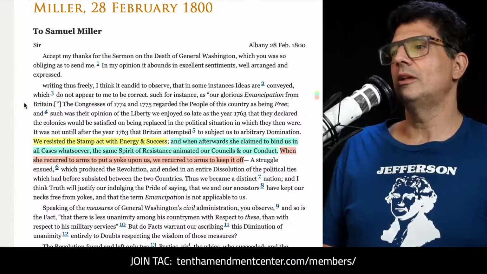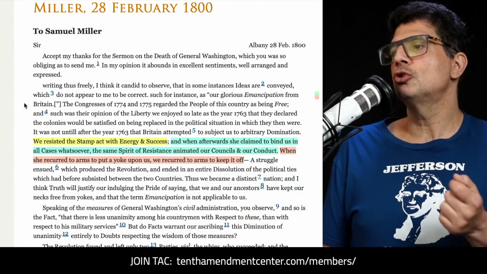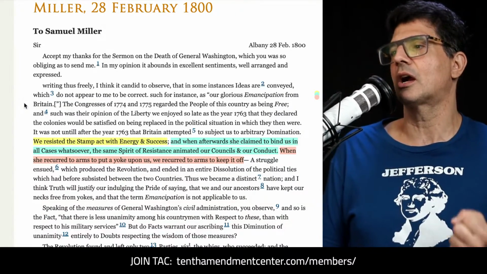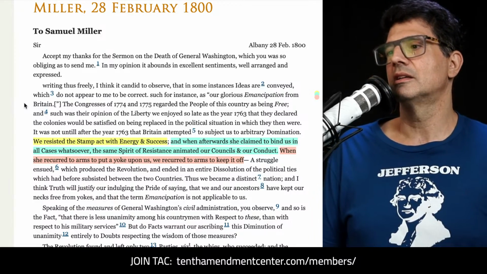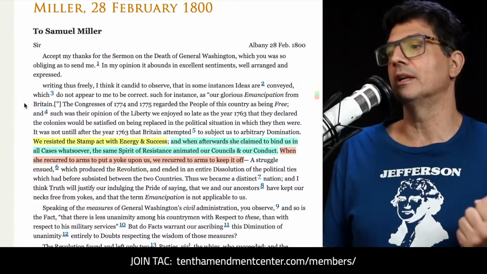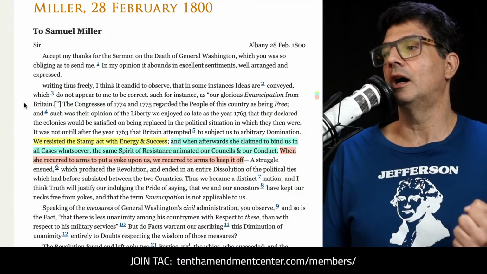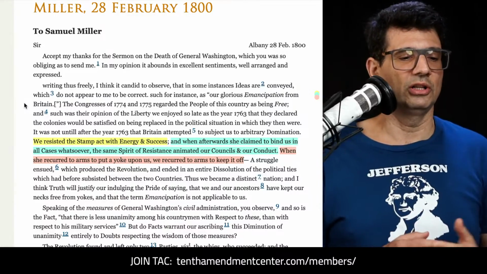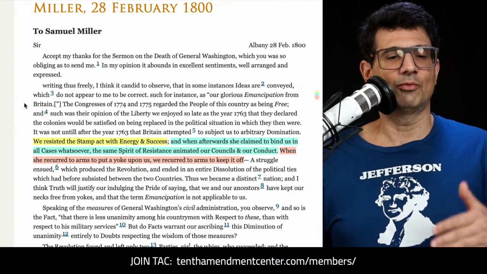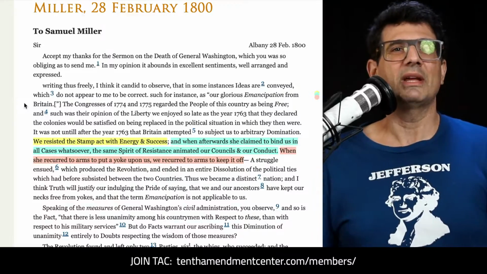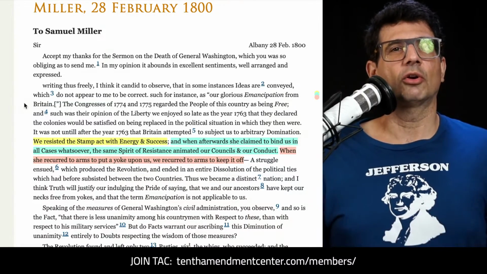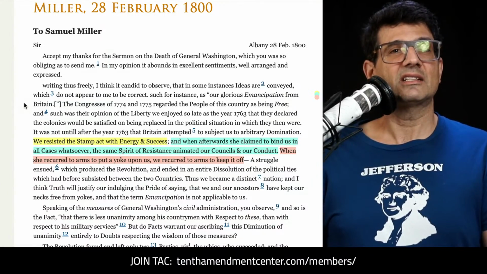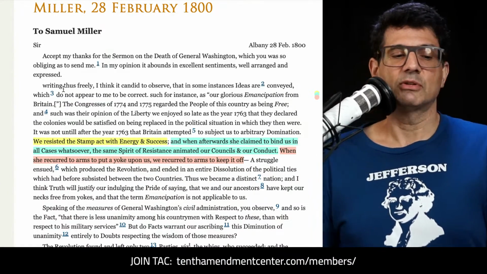And John Jay discussed this as well. "And when afterwards she claimed to bind us in all cases whatsoever, the same spirit of resistance animated our counsels and our conduct. When she recurred to arms to put a yoke upon us, we recurred to arms to keep it off." So for 10 years, we're talking 1765 and even earlier, they only took up arms at the end in response to arms being taken up against them. And we see that from John Dickinson and Thomas Jefferson in their great document, passed declaring the causes why they were taking up arms, passed July 6, 1775. Maybe I'll cover that sometime soon again as well.